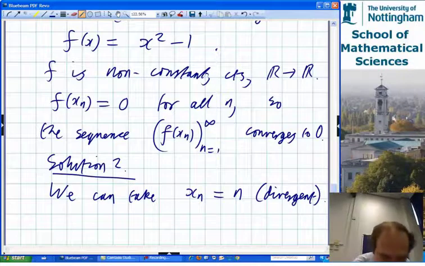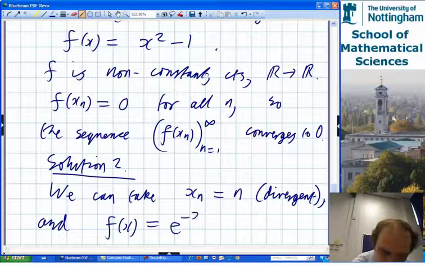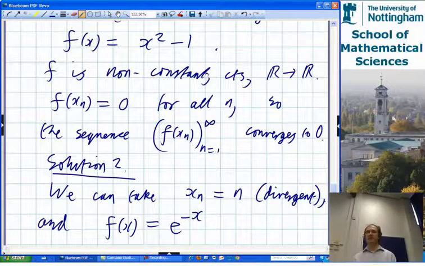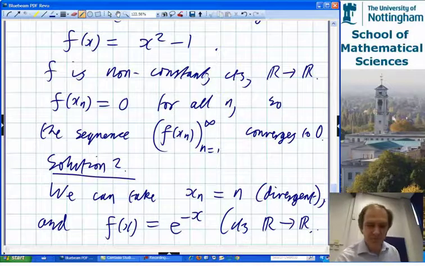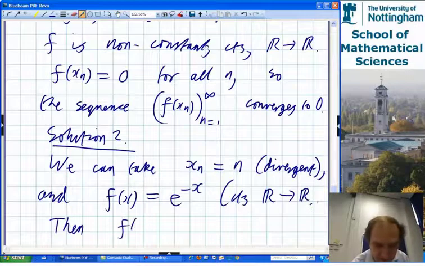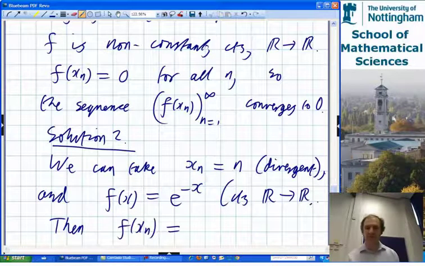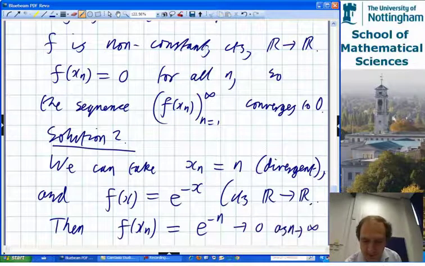So that's a really nice continuous function from R to R. Then f of xn is e to the minus n, which tends to 0 as n tends to infinity. So that's convergent.